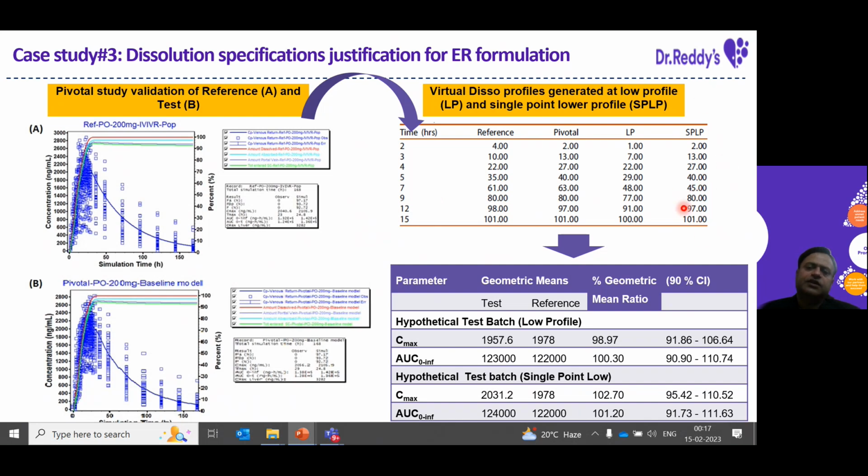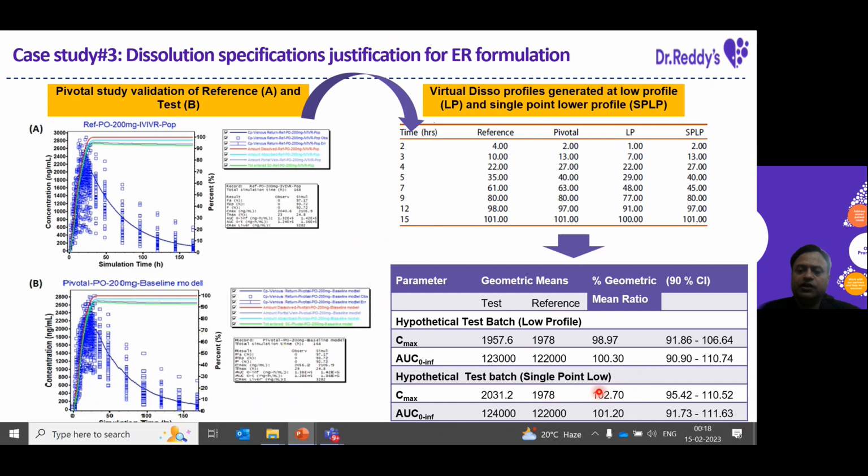And using this dissolution profile as input, and after thorough validation and doing virtual bioequivalence, we could show that we could establish the bioequivalence between the reference product, as well as using the single point low dissolution profile for the point which we wanted to have a relaxation.